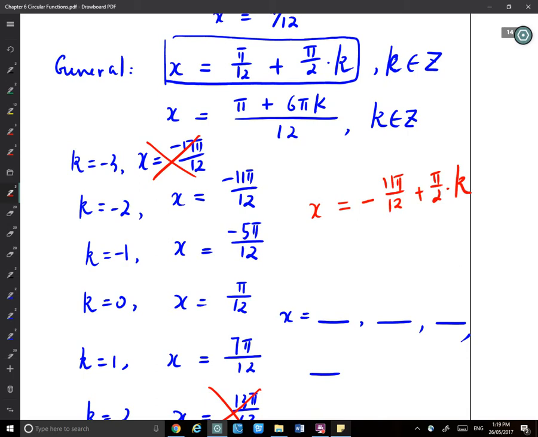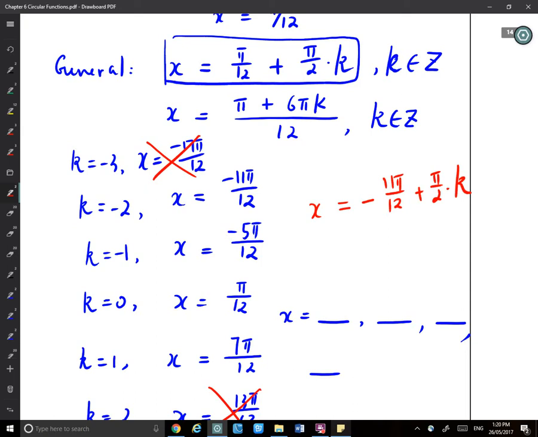There are infinitely many ways to write the general solution. I can choose any angle. So see, I have 4 angles here. I can choose any of that and plus pi k. Or I can choose this one and plus pi k. I can choose any value which is correct and then plus the period times k.